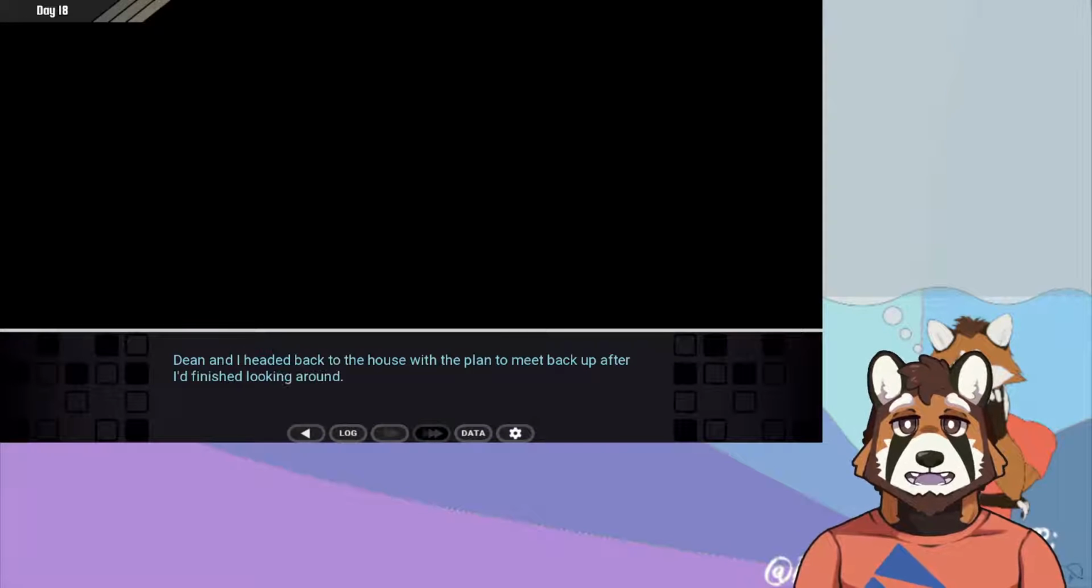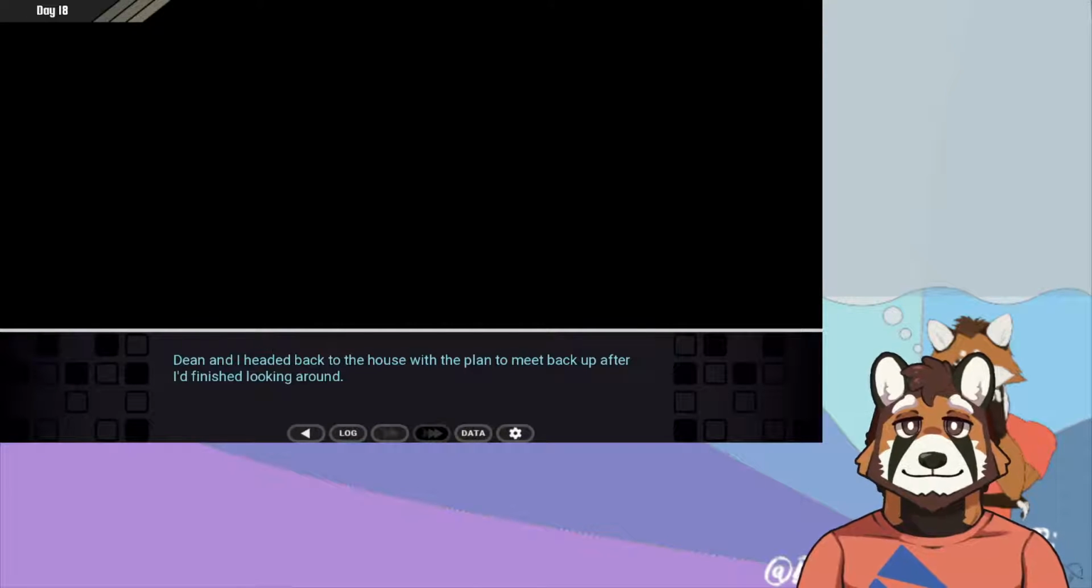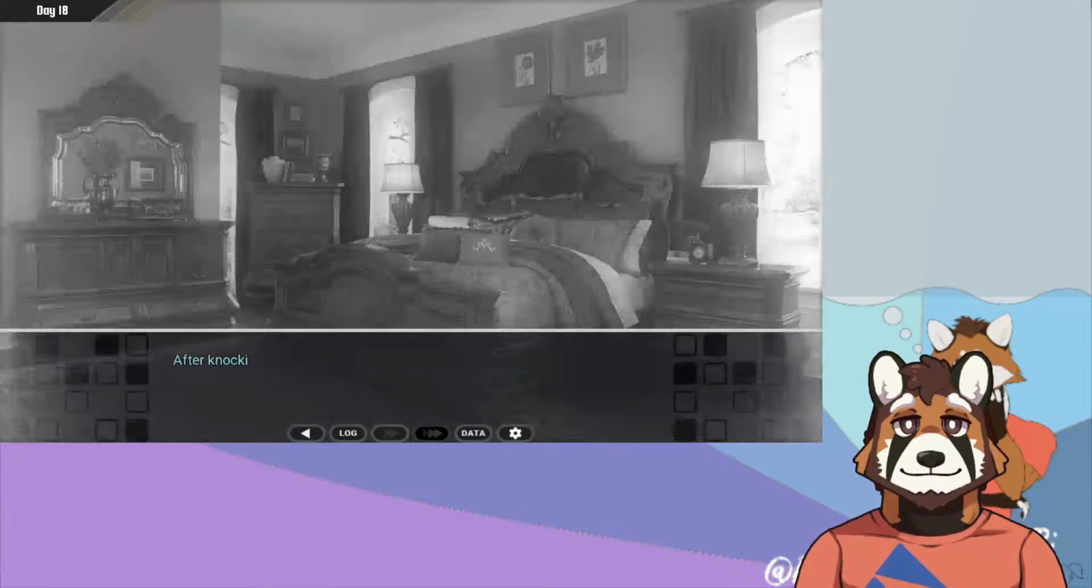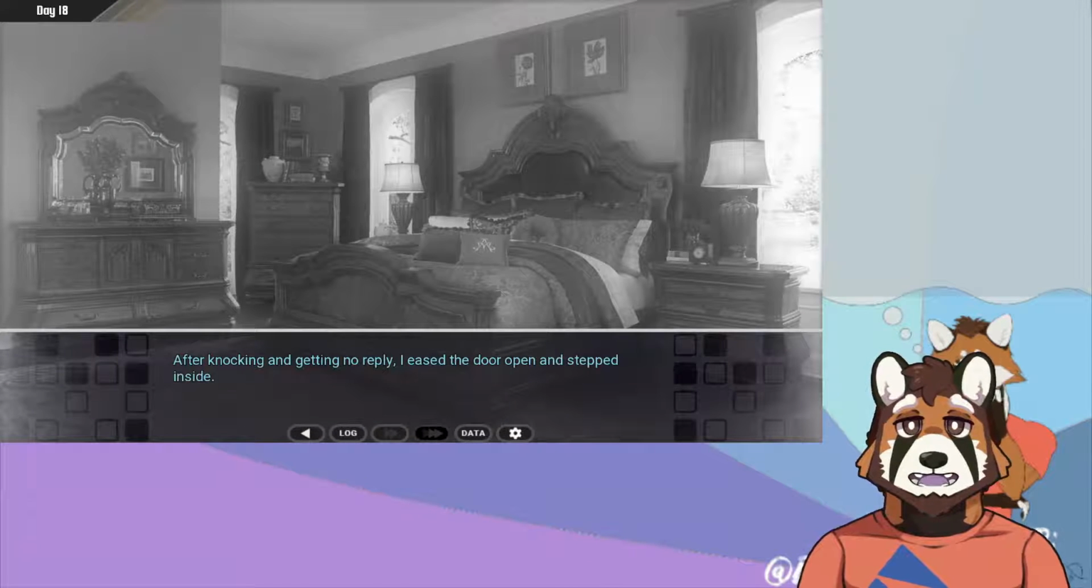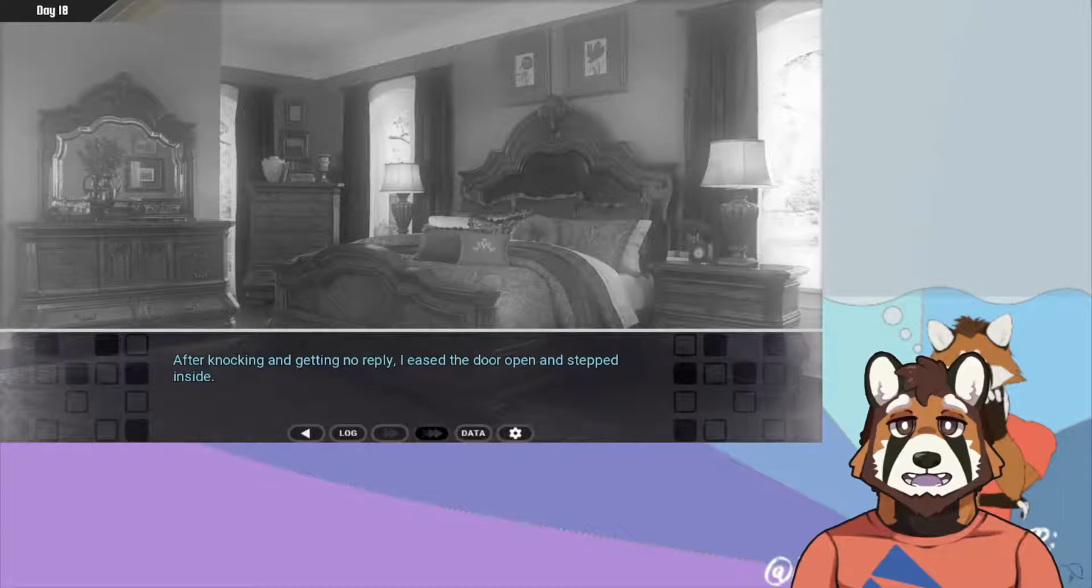Dean and I headed back into the house with the plan to meet up just after I'd finished looking around. After knocking and getting no reply, I eased the door open and stepped inside.